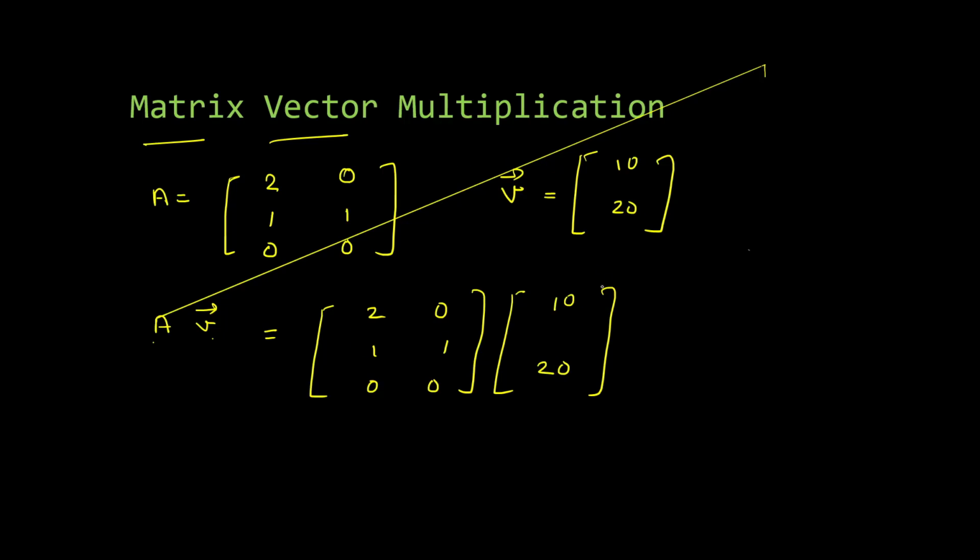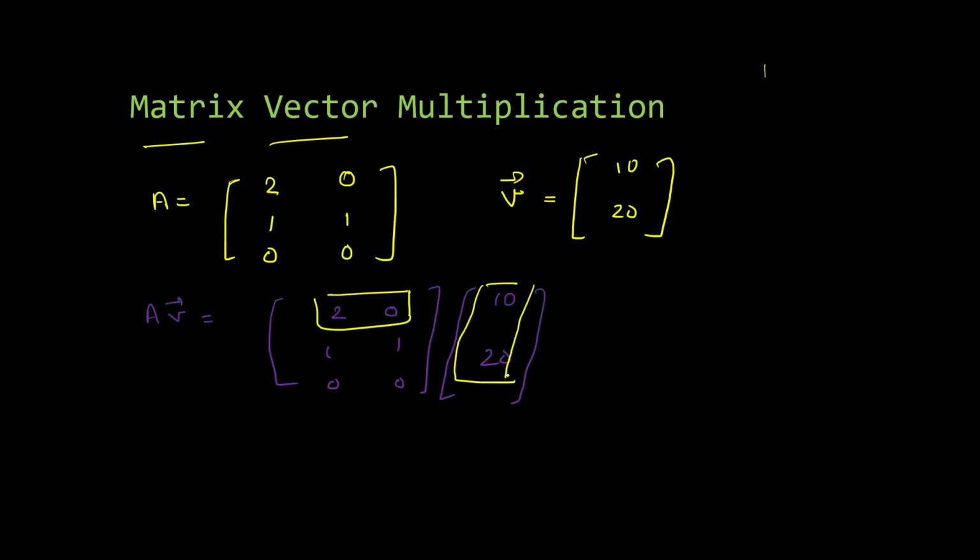So this is a matrix, this is a vector. How you do it is you first start with the first row of the matrix and you take the vector column. Obviously it is a vector, so it has just one column. And what we need to do is multiply the corresponding elements and add them together. How it works, let's see. First of all, we will multiply 2 with 10. So first element we will multiply. Then we will multiply 0 with 20 and we will add these two together. This would be the first element of the resulting vector.